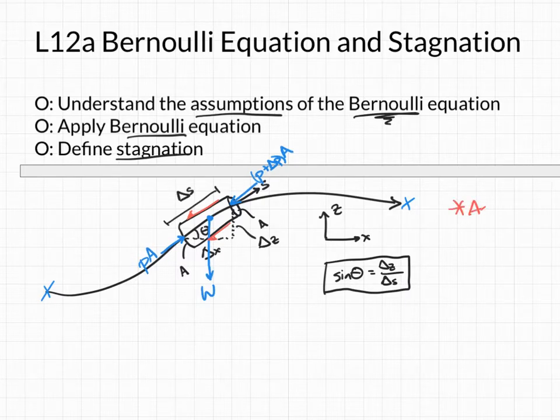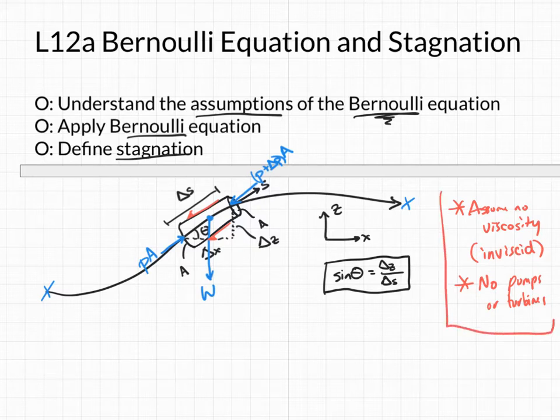So we're going to assume no viscosity. Okay? And this assumption is often called inviscid flow. Inviscid means no viscosity. I can also, along with this, say no pumps or turbines, or there's really no other forces on this. So the only forces on this flow are the weight and the pressure. So we're not going to include those in our analysis.